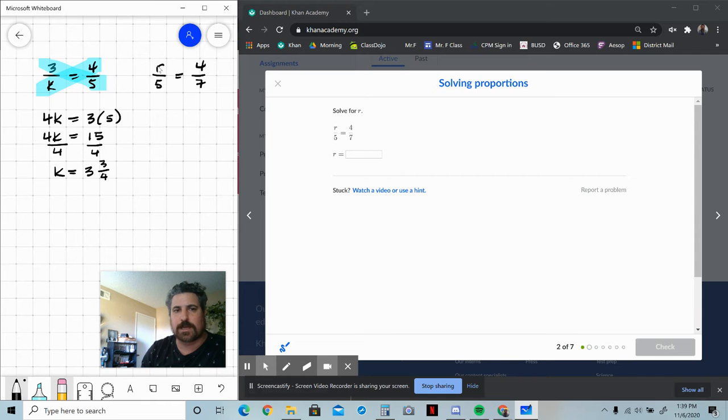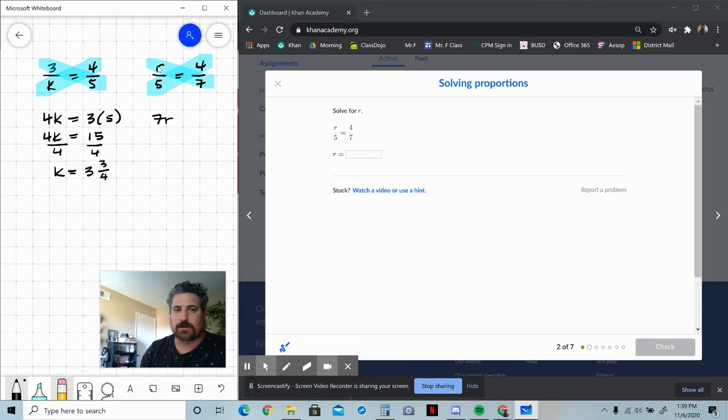Okay, another example of solving a proportion: here we have r over 5 is equal to 4 over 7. Once again, is there a relationship you see across the top or across the bottom, or even on the left-hand side or right-hand side? Remember, the ratios have to stay the same, which basically means the relationships have to stay the same. I don't see any relationships here that I'm comfortable with, so I'm just going to do the cross product. That just means that 5 times 4 must be equal to r times 7.